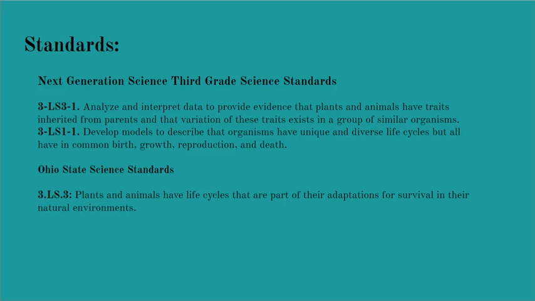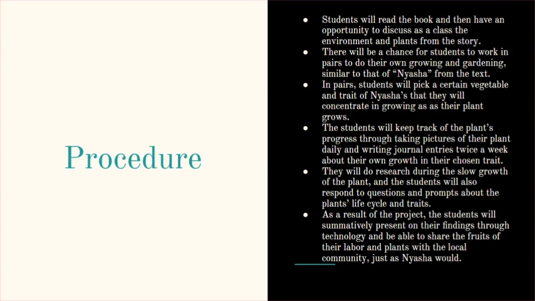The first lesson based on that book would be for a third grade class in the area of science, and here are the standards. The procedure for this science lesson would involve the students reading the book and then working in pairs to essentially grow their own plant. They're going to plant a seed and work together to grow it.